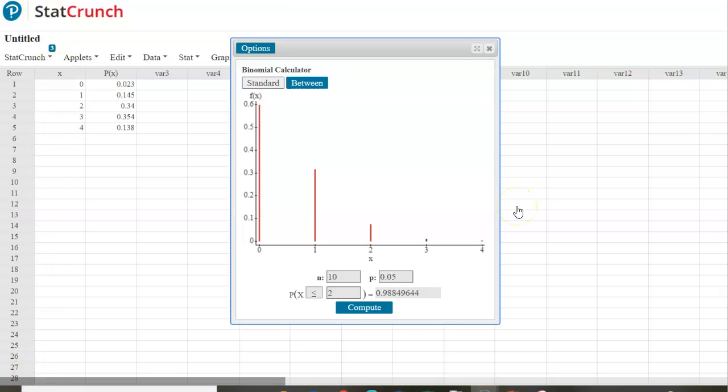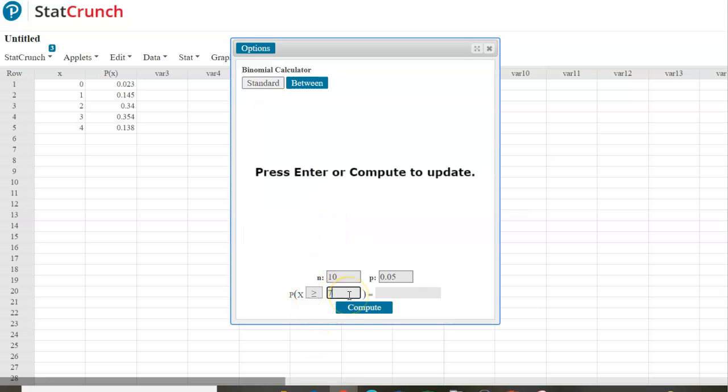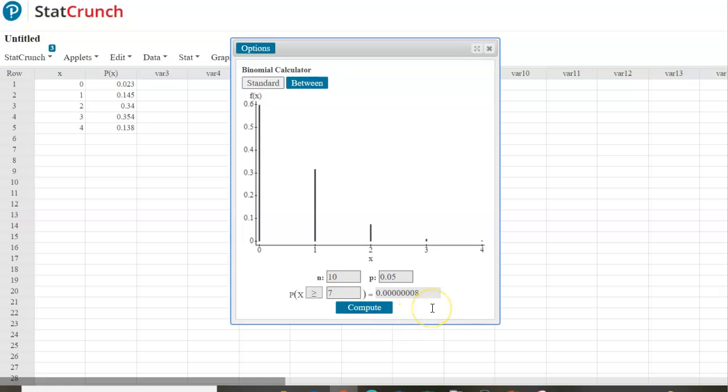Our last question was find the probability that at least 7 are cashless. At least means 7 or more. So I would do greater than or equal to 7, compute, and that probability looks like there's 7 zeros there, so 7 zeros and then an 8. That would be a very small probability, very unlikely, but that is greater than or equal to 7.